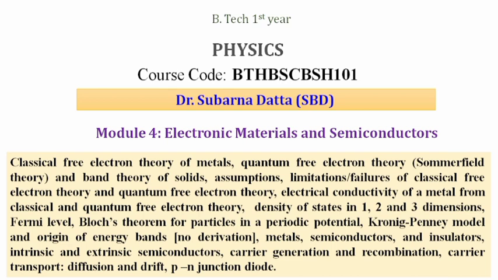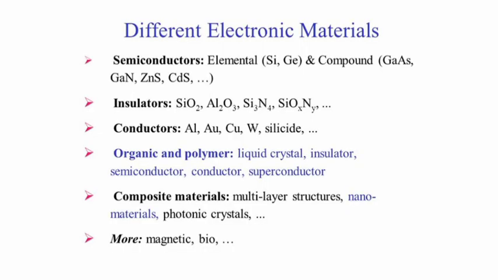Today I will start module 4, that is electronic materials and semiconductor physics. This is the syllabus of module 4. Before starting module 4, I will discuss what is the importance of electronic materials. So there are different types of materials in nature, that are semiconductors, insulators, conductors, organic polymers, composite materials, and many more. These are some of the examples of semiconductor, insulator, conductors, and so on.